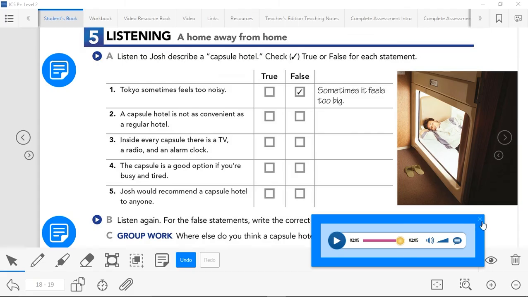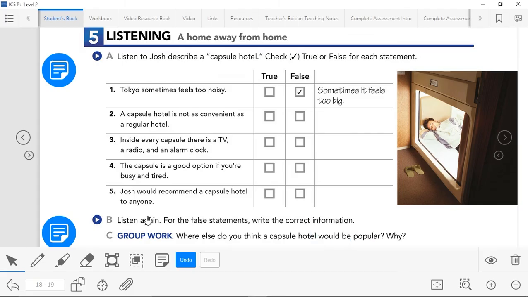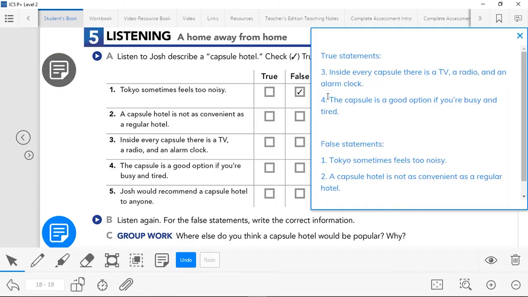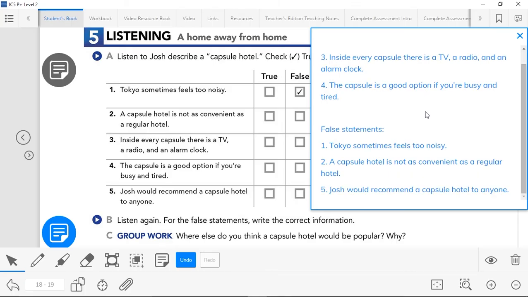Okay, very good. Remember, if you need to listen again, just go back on the video, okay? Okay, so let's check. These are the true statements. The true statements are number 3 and number 4. Inside every capsule, there is a TV, a radio, and an alarm clock. And the capsule is a good option if you're busy and tired.